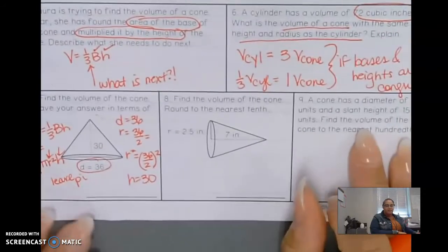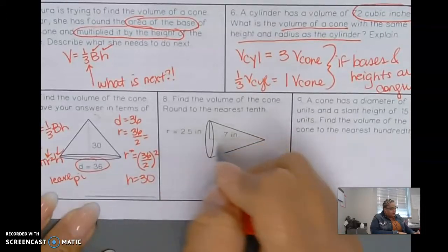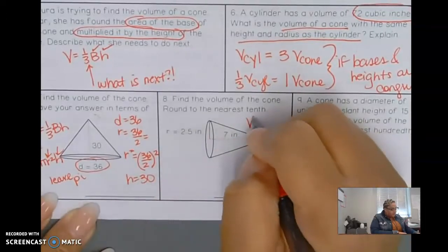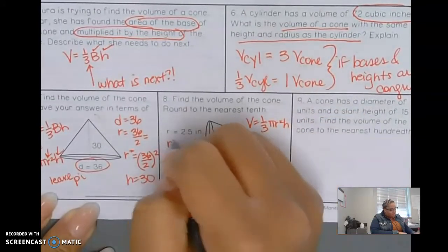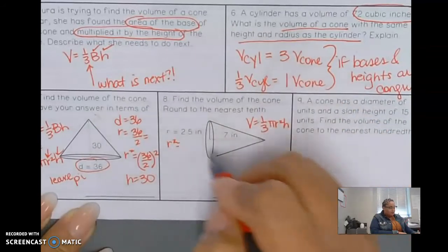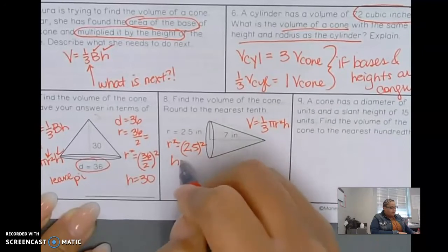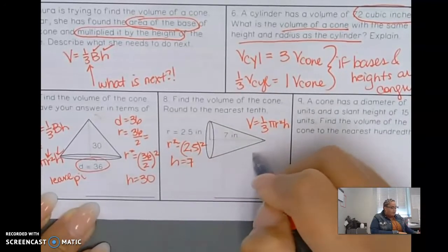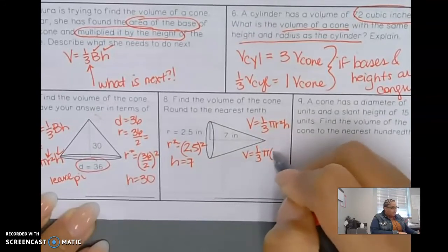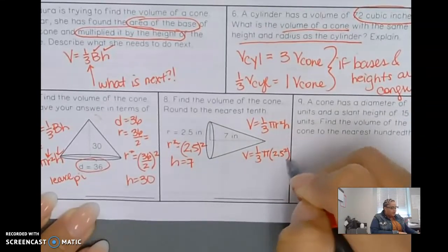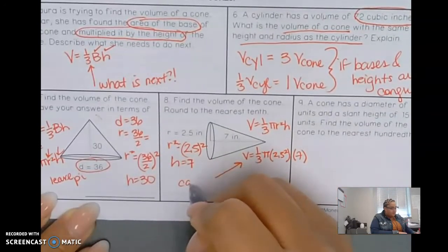Number 8. Find the volume of the cone, round to the nearest tenth. So r is 2.5. Volume is 1/3 pi r squared h. So r squared is 2.5 squared, and h is 7. So my volume would be 1/3 pi 2.5 squared times 7. And you can put this directly in your calculator.